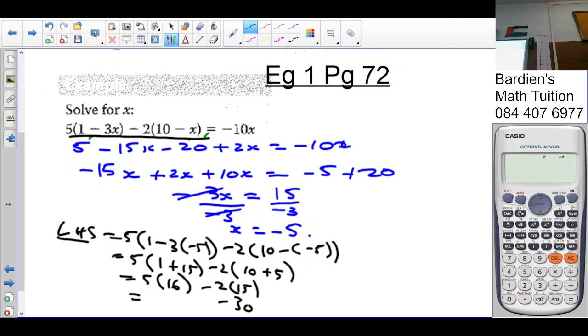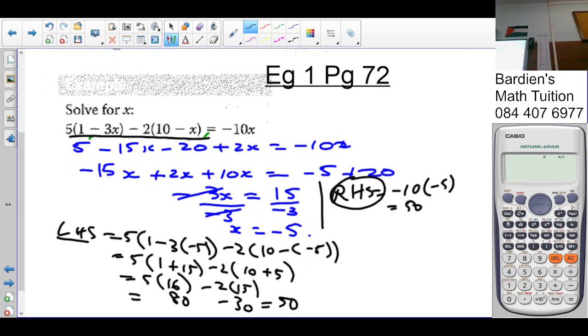What is 5 times 16? 80. That gives you an answer of 50. So the left hand side is 50. We're looking at the right hand side. The right hand side is going to be negative 10 into negative 5, which is also 50. So what do you notice? The left hand side is equal to the right hand side.